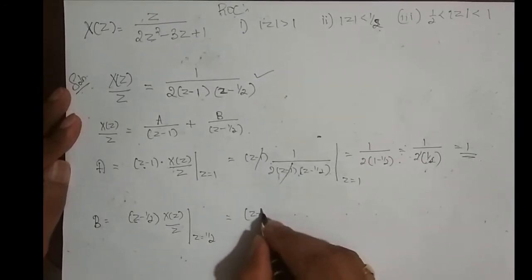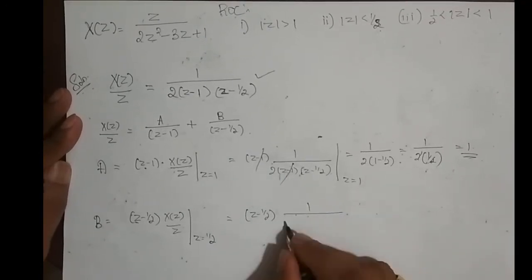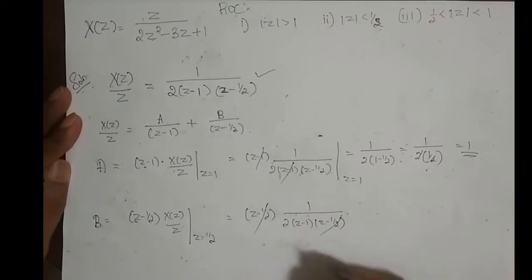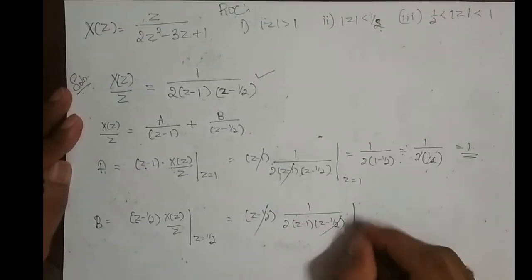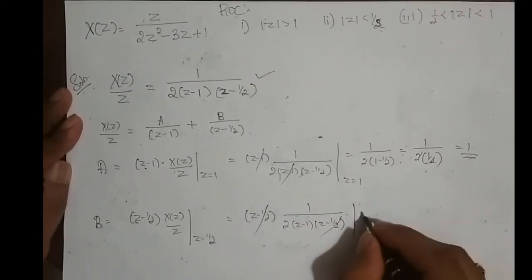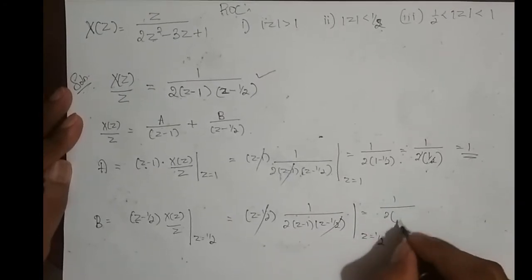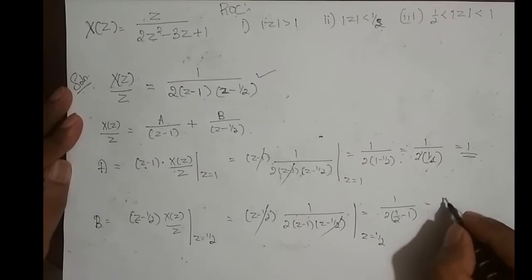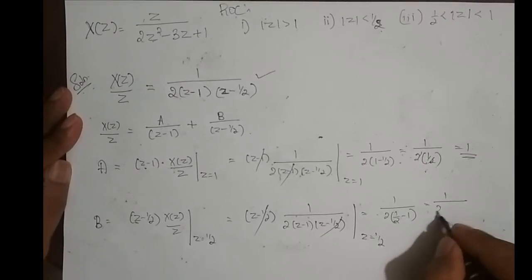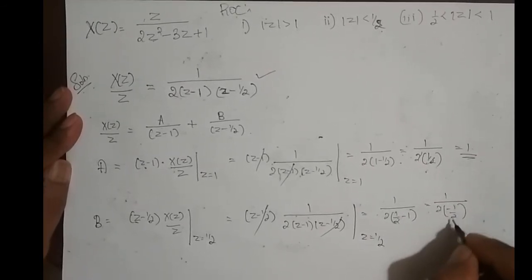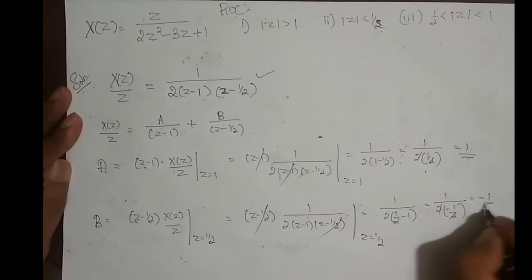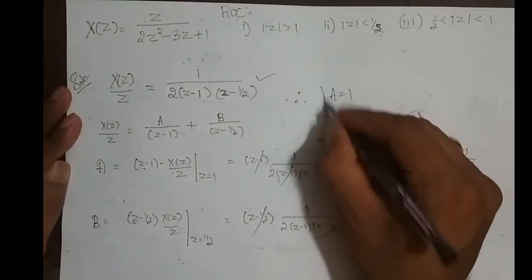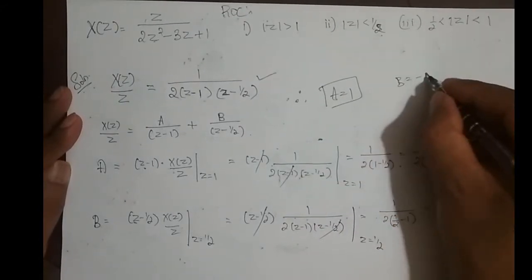Now B: (z − 1/2) into X(z)/z is 1 divided by 2 into (z − 1) into (z − 1/2). The (z − 1/2) terms cancel out, at z = 1/2. So this is equal to 1 divided by 2 into (1/2 − 1), which is 1 divided by 2 into minus 1/2. So 2 cancels out, and I end up with minus 1. Therefore the value of A is 1 and the value of B is minus 1.